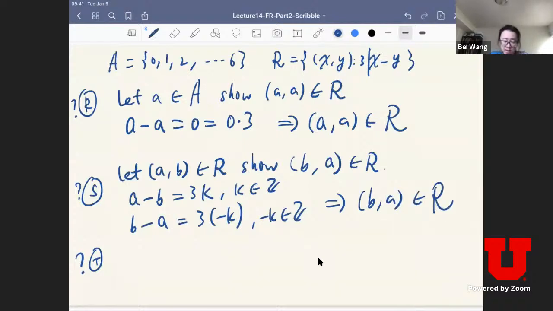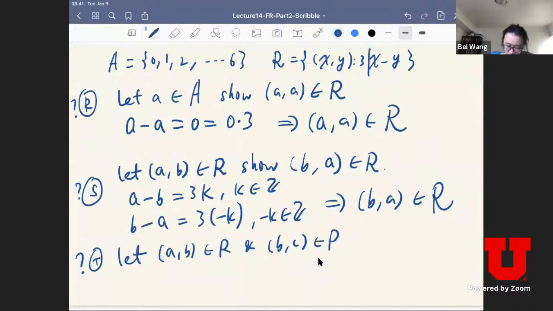Everything I'm writing here is again a sketch. Finally, if I want to show that this is transitive, I have a pair (a, b) in R and (b, c) in R, and we want to show (a, c) is in R.